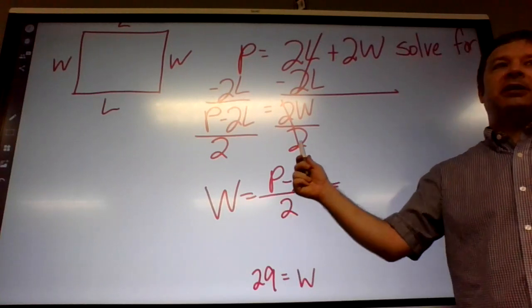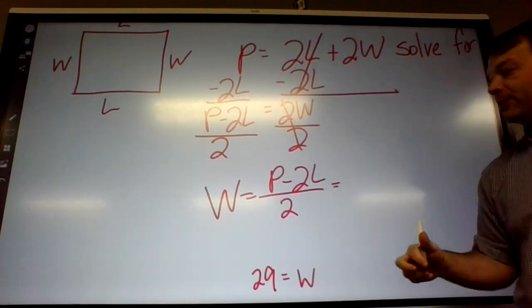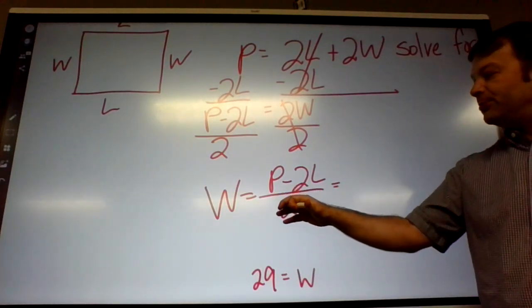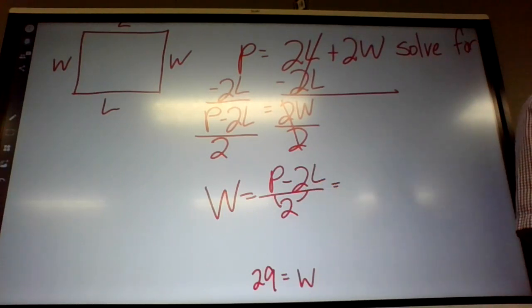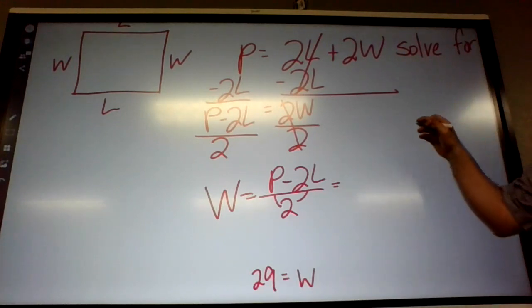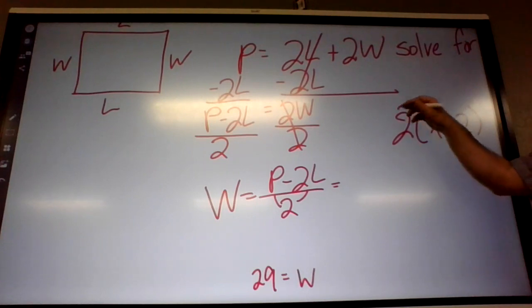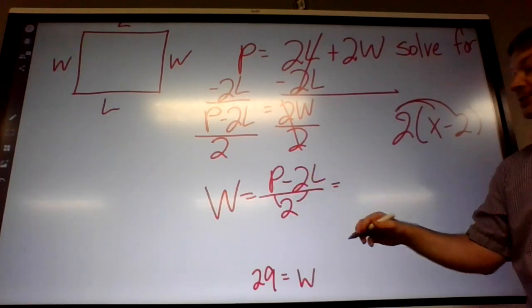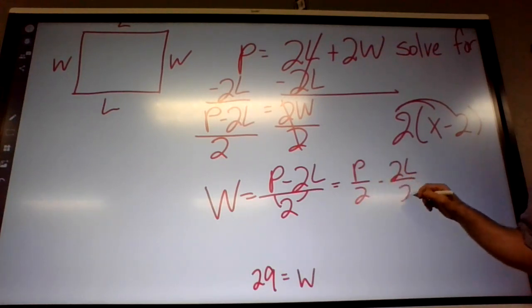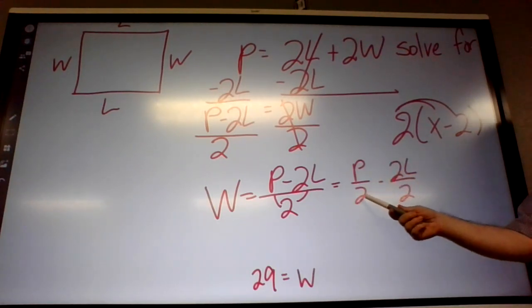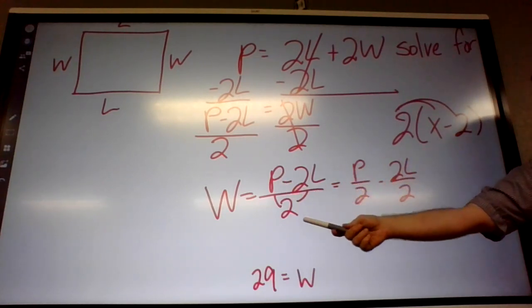You can leave it like this, and I'm not going to count it wrong. But sometimes, in certain situations, you might want to break it apart. Dividing by 2 means basically both of these terms are divided by 2. Kind of like the distributive property. You know how when you multiply both of these things by 2, like distribute? This is divide both of these things by 2. So this is also equal to, okay, did you guys see what I did there? It's like P divided by 2 and minus 2L divided by 2.